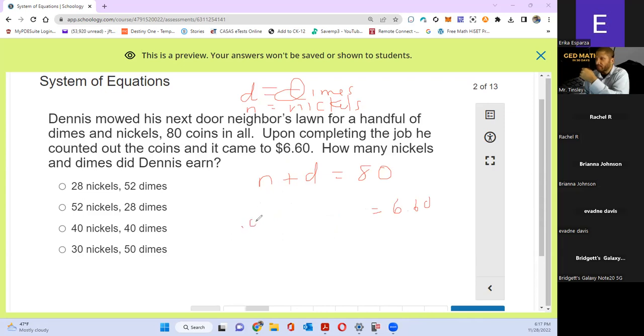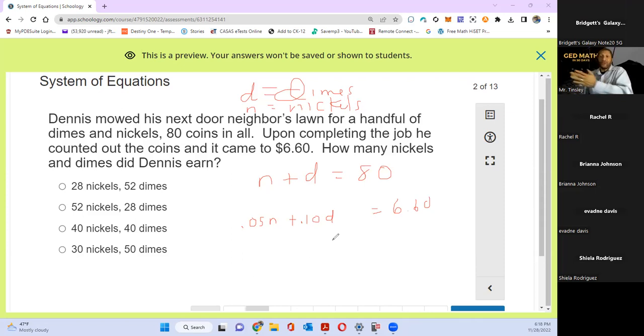So 0.05 nickels plus 0.10 dimes equals 660. Does everybody understand where I got those two equations from? A nickel is worth how much? 5 cents. So what is 5 cents as a decimal? 0.05. That's where the 0.05 came from. So for each nickel you have, you are multiplying it by 5 cents. Does everybody understand that? And for the dimes, a dime is worth 10 cents. So for each dime you have, you're multiplying it by 0.10.